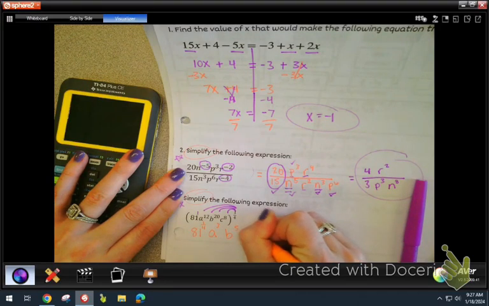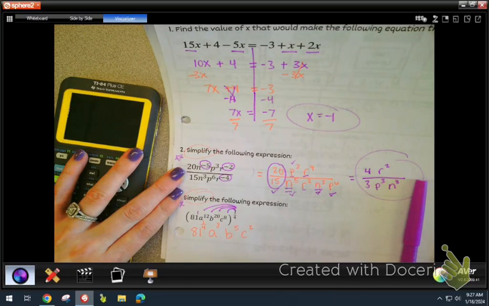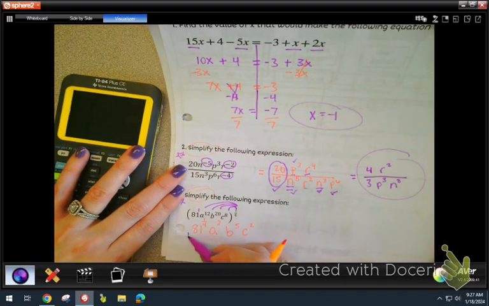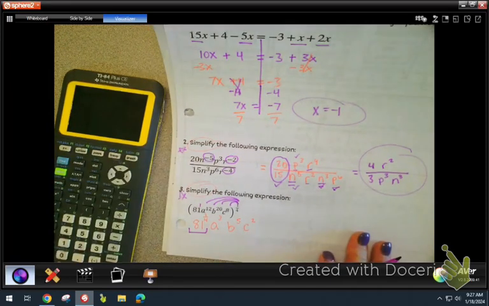Second, I don't know. Yeah, you're right. Okay. So A, B, and C are actually done, but do we want to leave this right here? Do we want to leave 81 to the 1/4? No. That's not fully simplified.